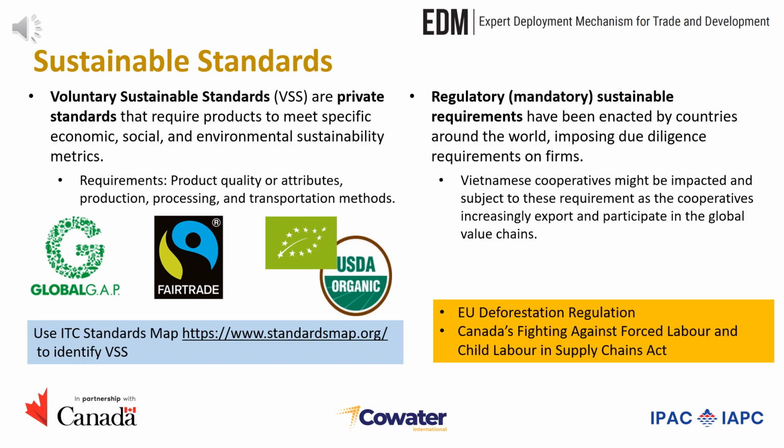The second type of sustainable standards refers to several new regulatory initiatives that have been enacted by countries of the world, imposing due diligence requirements on firms. Examples include the EU's Corporate Sustainability Due Diligence Directive, the EU Deforestation Regulation, and Canada's Fighting Against Forced Labour and Child Labour in Supply Chains Act. While currently, Vietnamese cooperatives might not be directly subject to regulatory requirements on due diligence in the target markets, they might be impacted as the cooperatives increasingly export and participate in the global value chains.